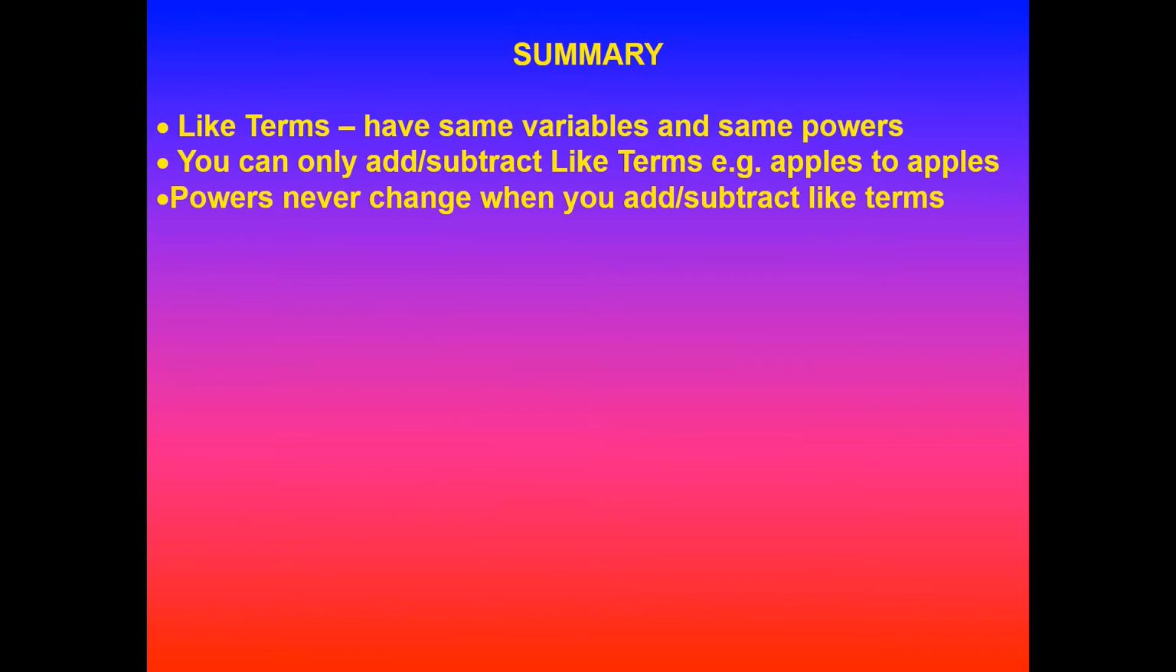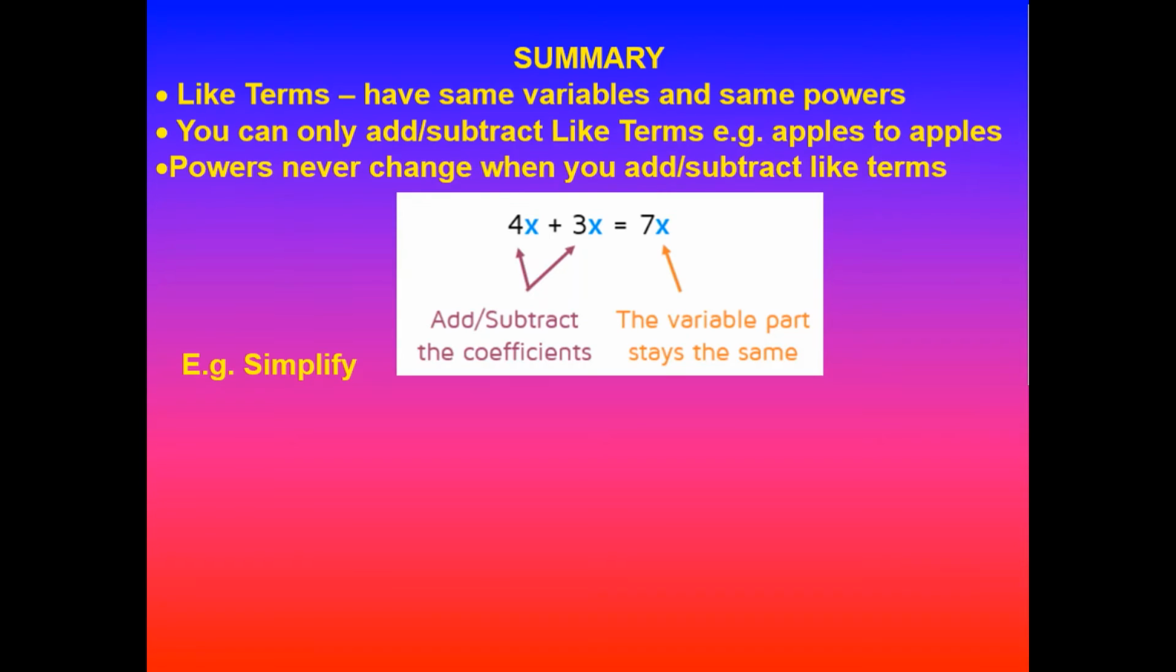So in summary, like terms have the same variables and same powers, and you can only add and subtract like terms, apples to apples, for example, and powers never change when you add or subtract like terms. For example, here, if I'm given 4x plus 3x, so adding the coefficients 4 plus 3 gives you 7, and the variable part stays the same. Likewise, in the next example, 4x plus 2x, so we combine those two, gives you 6x plus 8a.